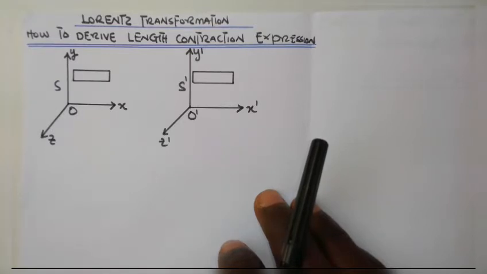So if you were asked to derive the length contraction of a rod as a consequence of the Lorentz transformation, how would you do that? That's what this video is all about.